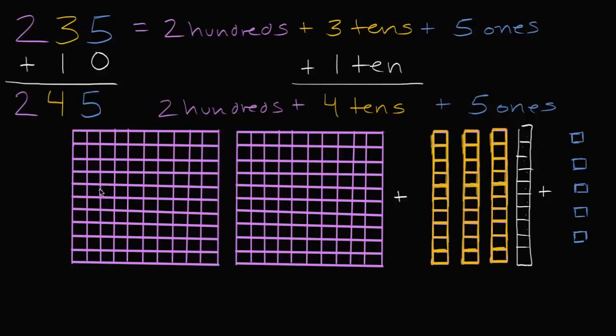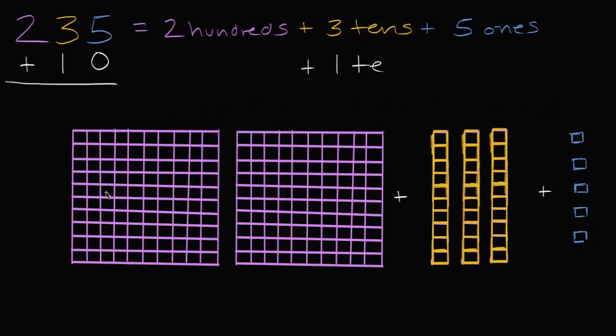Instead of adding a 10, let's add 100. So let's do that. Let me see if I can clear all this stuff out. So instead of adding 10, let's add 100 here. So I'm going to add, plus, let's add 100. I'll actually do it in yellow and in blue. So I'm adding 100, 0 tens, and 0 ones. So I'm essentially just adding 100. So this is going to be equal to, plus 100.